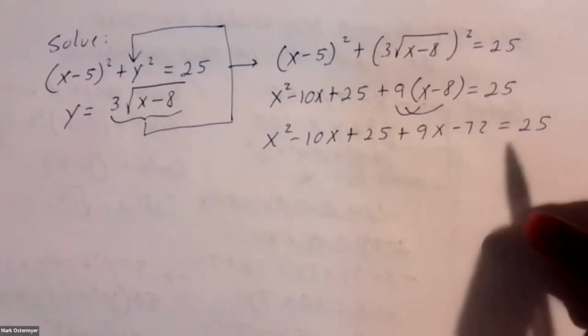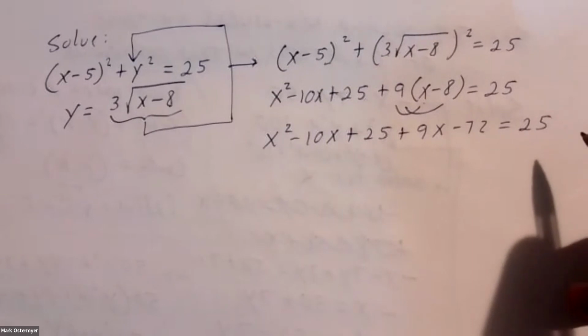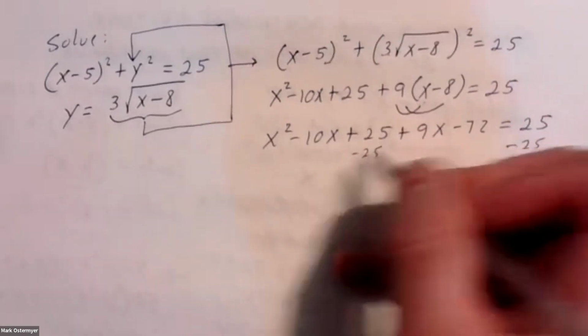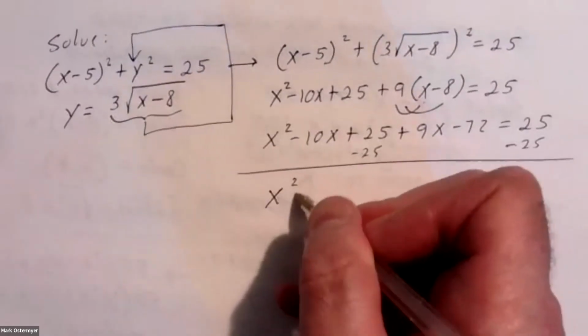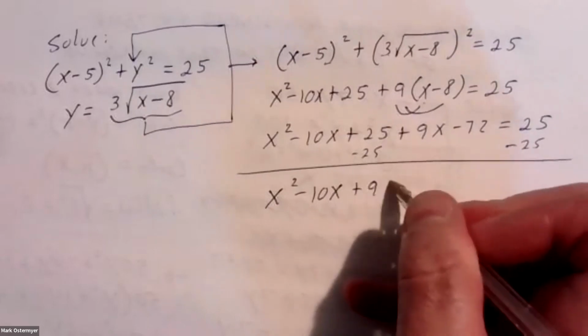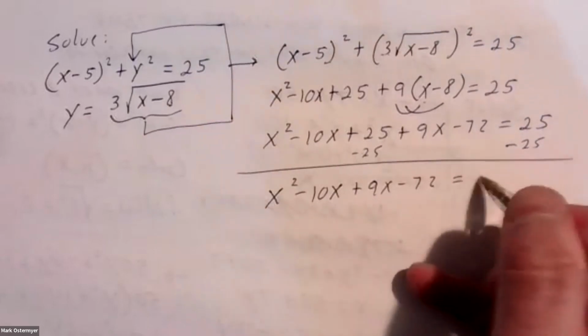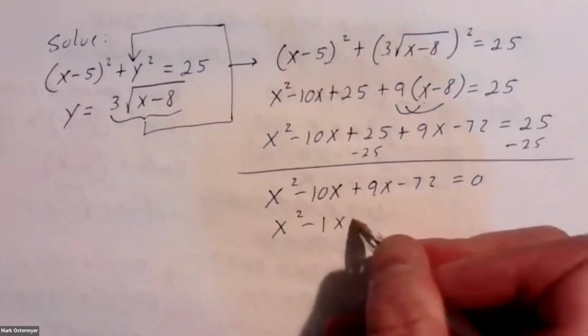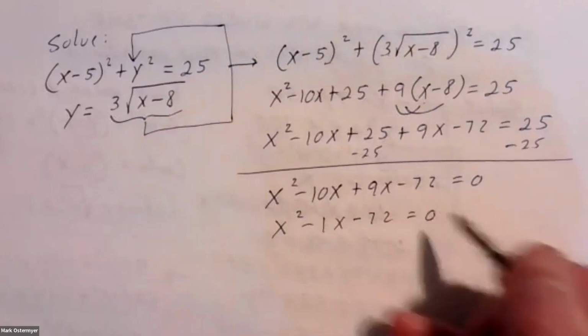It is a quadratic equation. I'm going to zero it out by subtracting 25 from both sides. And therefore, my quadratic equation in the variable x looks like this. Finally, combining my linear terms, I get x squared minus x minus 72 is equal to 0.